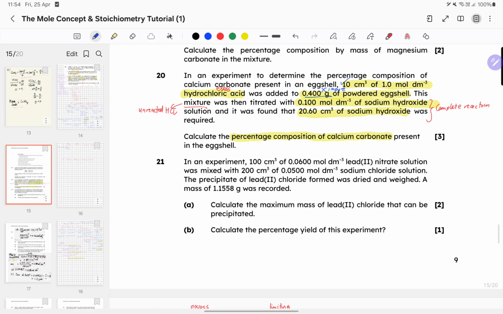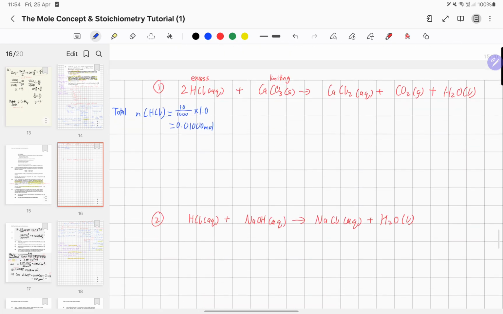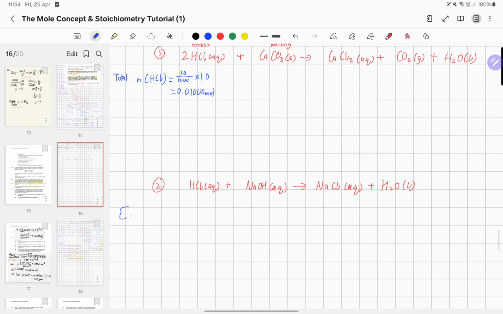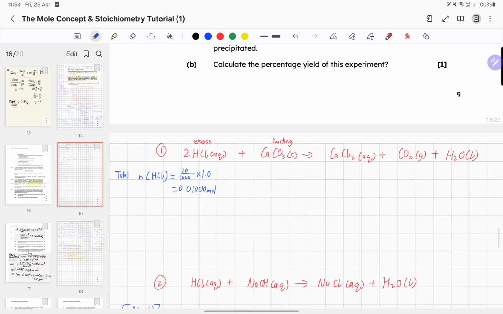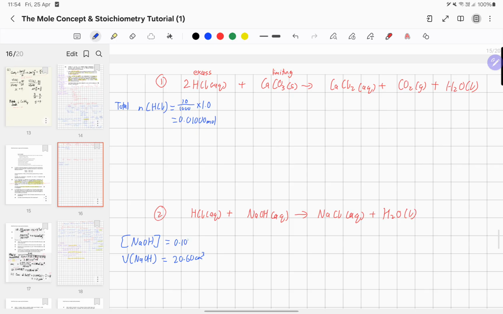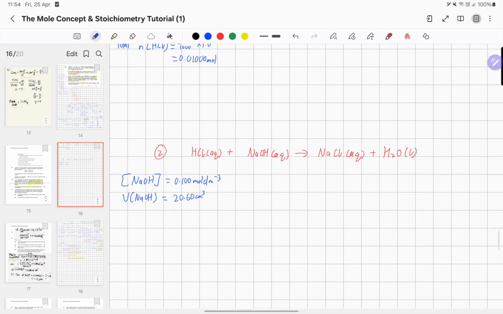Afterwards, another piece of data we receive is the concentration of NaOH. We also have the volume of NaOH given to be 20.60 cm³. So it's 0.100. And in this way, I can calculate the number of moles of NaOH fully reacted.